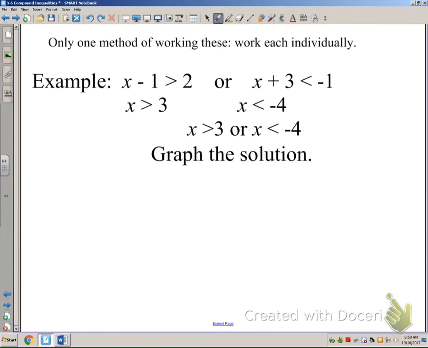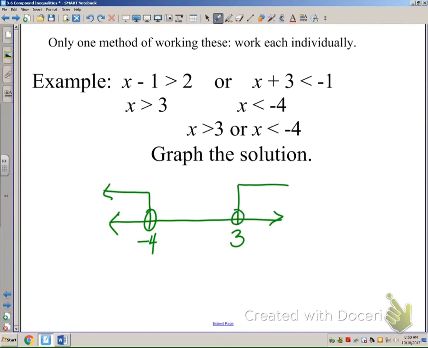So one method of working these is to work each individually. So if I add 1 to both sides to get x is greater than 3, subtract 3 from both sides, x is less than negative 4. So I have x is greater than 3 or x is less than negative 4. So I'm going to start down here at my negative 4. x is less than negative 4 or x is greater than 3.